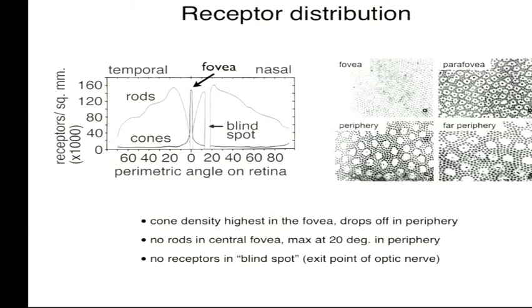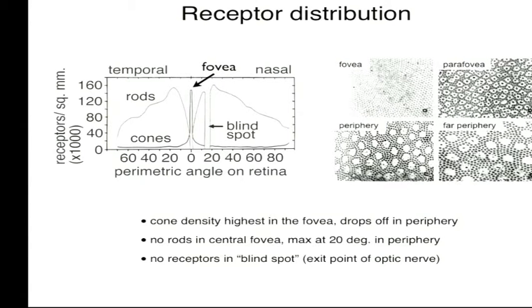Conversely, there are no rods in the central fovea. The density of rods increases as you go out in the periphery and peaks at about 20 degrees out. The story everyone always tells is, how do you know there are no rods in the fovea? If you're outside looking at stars at night, you don't look directly at the star. If you look at the star, you can't see it. You should look off to the side, and the best way is about 20 degrees off. Then you'll have the highest sensitivity because of your rod vision.